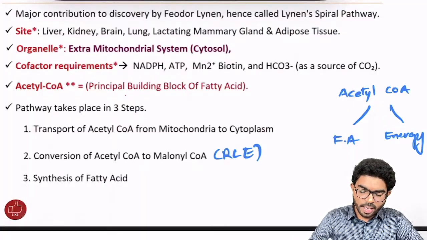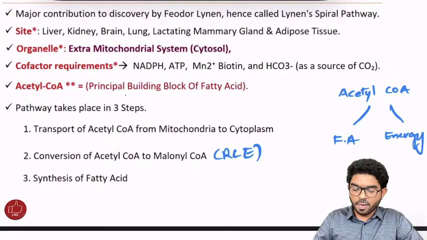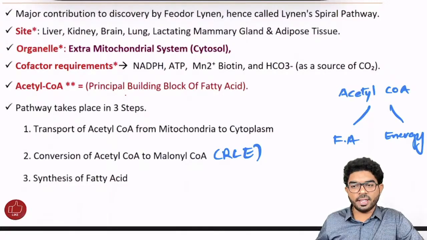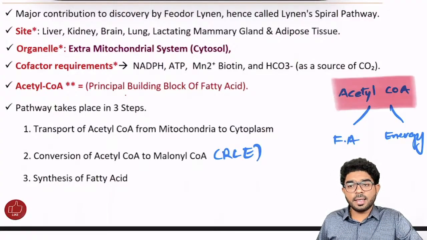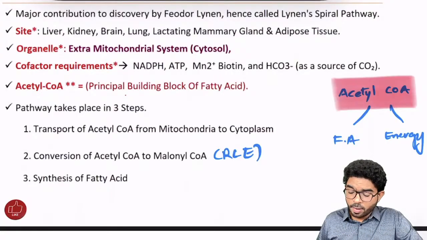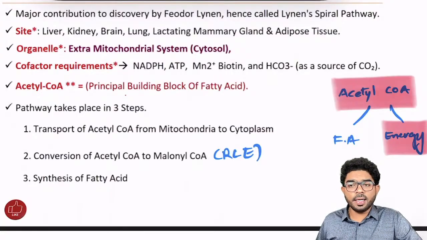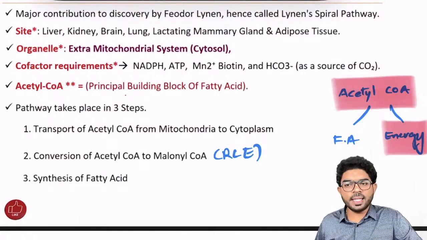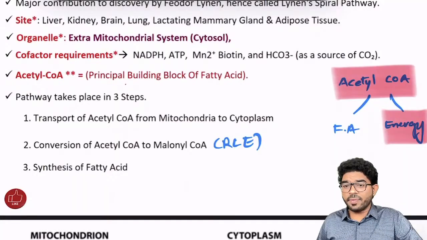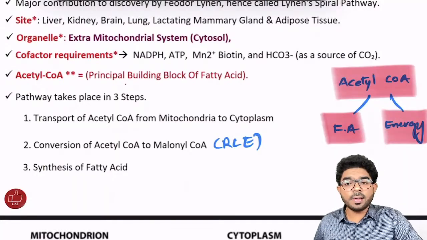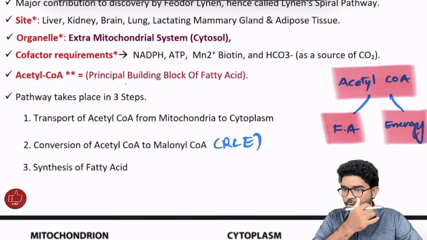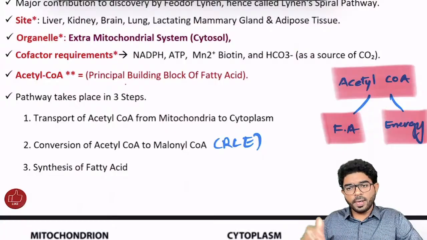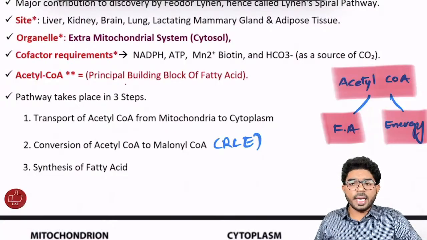Whenever acetyl-CoA is there, if the body wants energy, acetyl-CoA will enter into the mitochondria and undergo a process called the Krebs cycle, providing energy for the body. If energy is not required by the body, it is going to produce fatty acids in the cytosol. So acetyl-CoA moves either to the mitochondria or to the cytosol depending upon the energy requirement of the body.